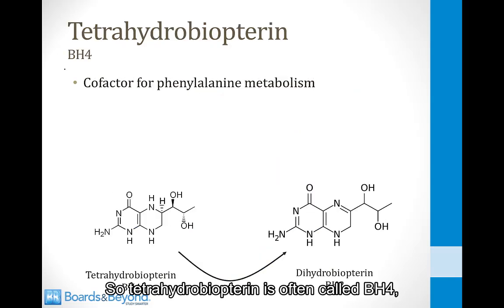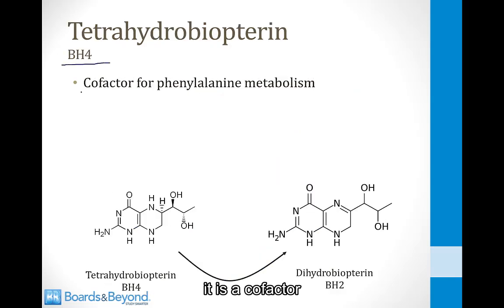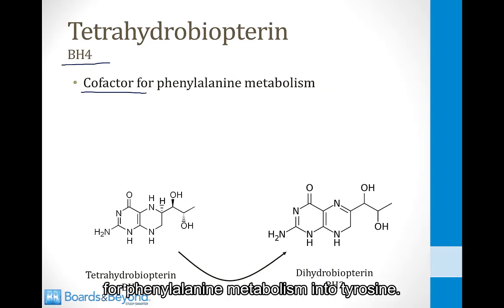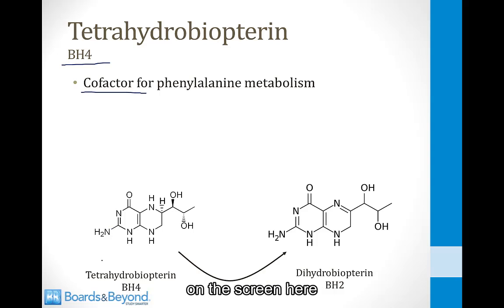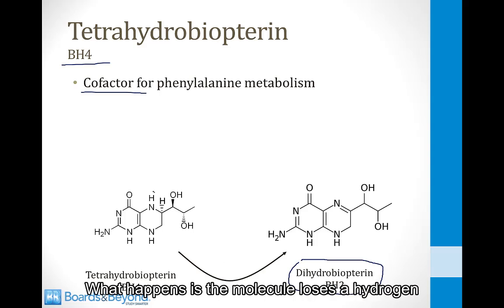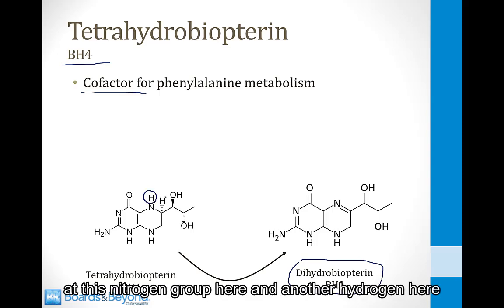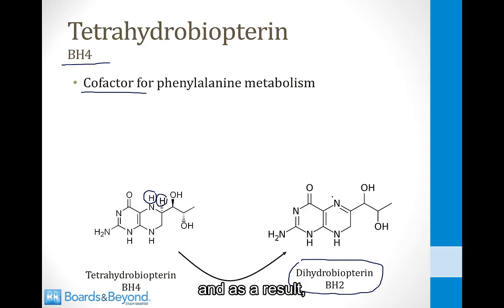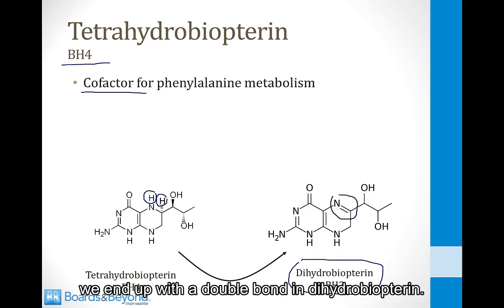So tetrahydrobiopterin is often called BH4. It is a cofactor for phenylalanine metabolism into tyrosine. This is the structure of tetrahydrobiopterin on the screen here, and it will be converted into a molecule of dihydrobiopterin, or BH2, and in the process, it will convert phenylalanine into tyrosine. What happens is the molecule loses a hydrogen at this nitrogen group here and another hydrogen here, and as a result, we end up with a double bond in dihydrobiopterin.